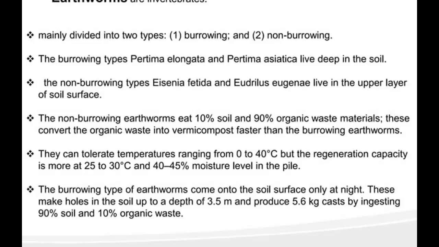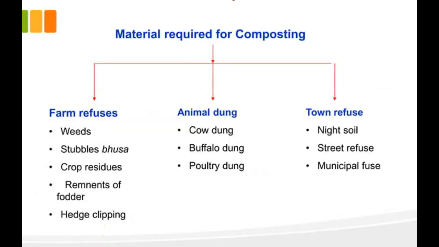While the burrowing type of earthworms come to the soil surface only at night, and they make holes in the soil up to 3.5 meters deep and produce 5.6 kg of cast by ingesting 90% soil and 10% organic waste.